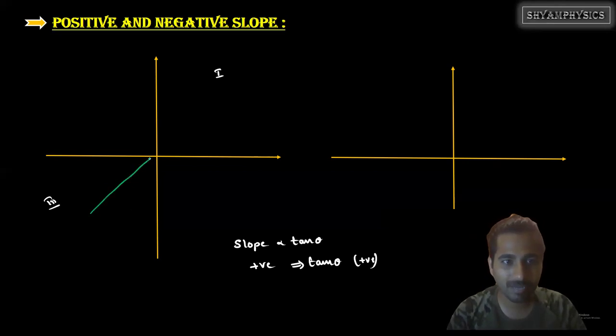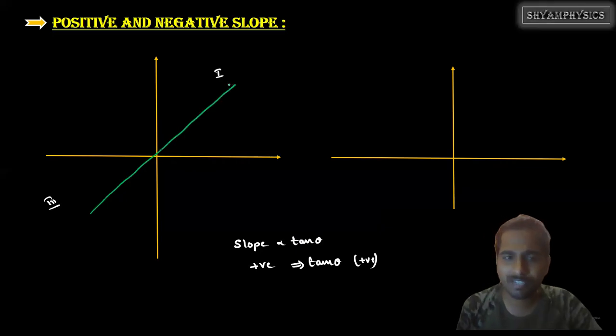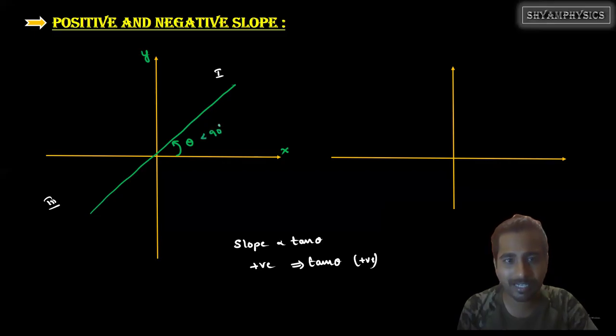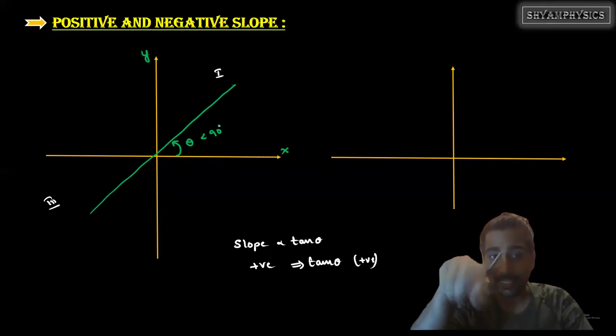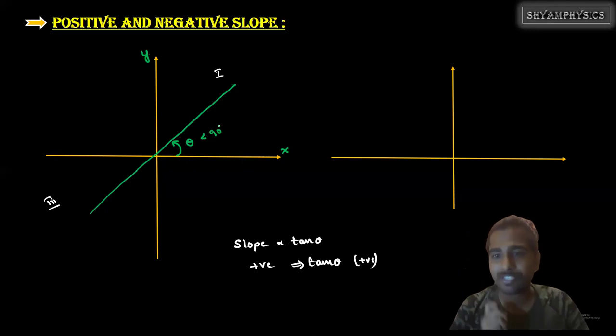If the line is passing through the origin like this, correct now? Check once. This is the angle theta which is made from the x-axis. Now tell me one thing. This theta is less than 90 degrees. If it is less than 90 degrees, then it belongs to the first quadrant.